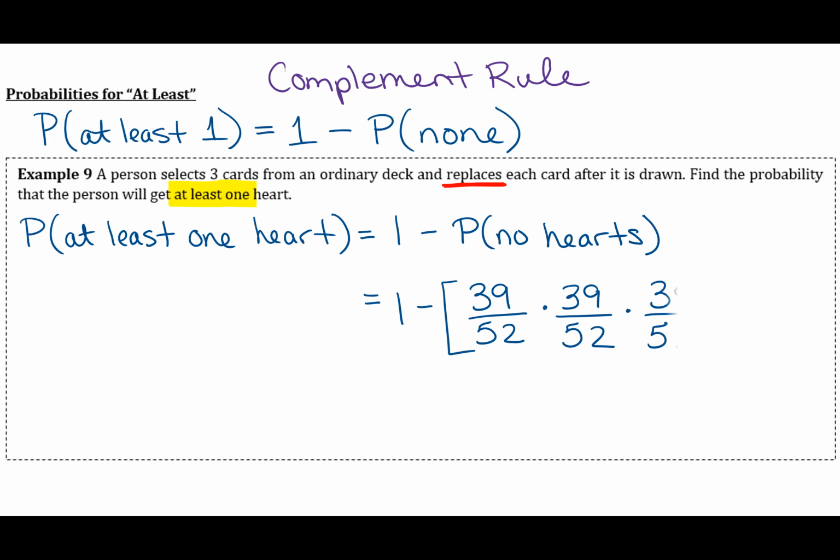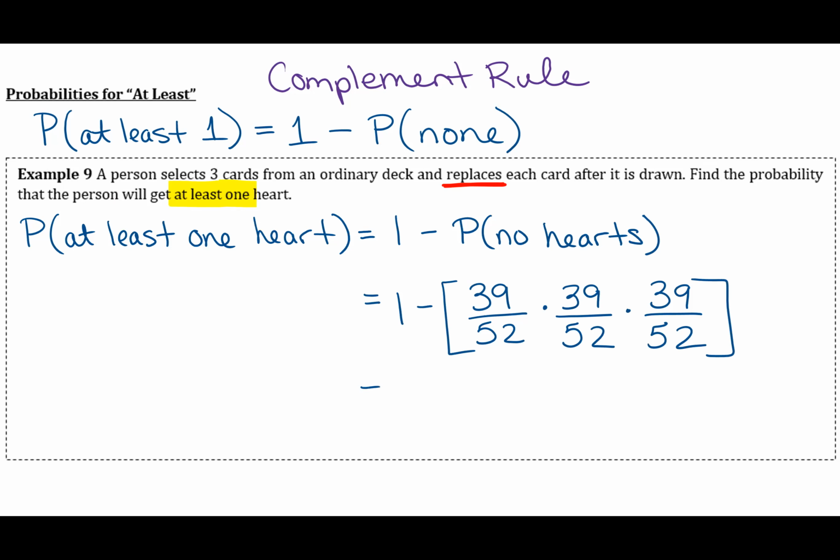39 over 52. Where are you getting 39 from? I think that's 52 minus 13, right? There are 13 hearts, and we subtract those off and we're left with 39. So there are 39 cards that are not hearts in the deck. And because we're replacing them, we get 39 over 52, 39 over 52, and 39 over 52, because every time we draw the card, we're putting it back in. Does that make sense? Yep.